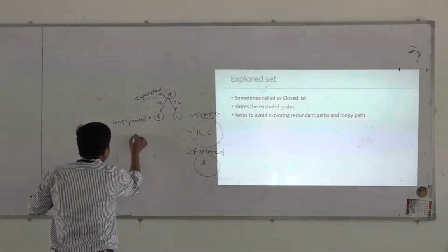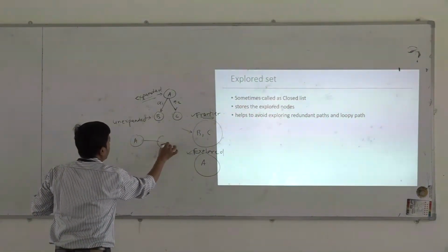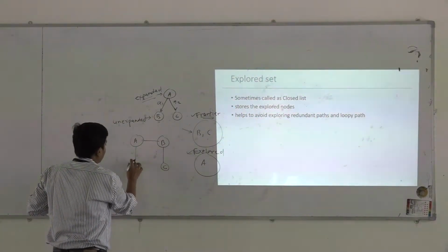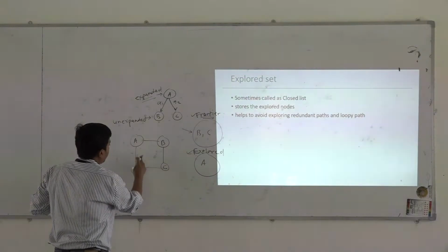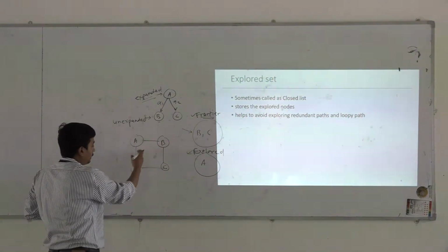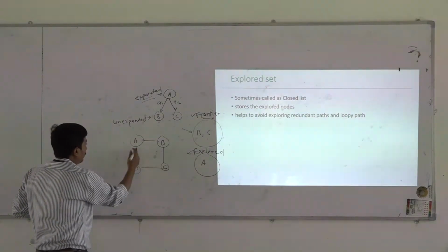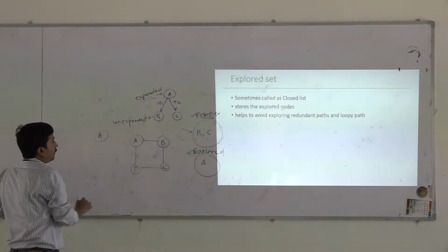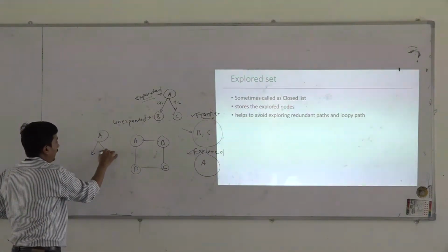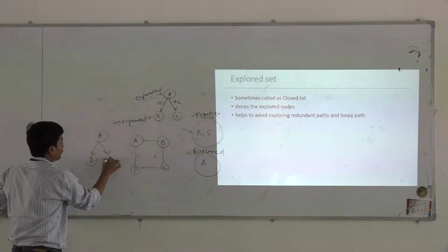So consider this example. Consider this is a city map. A is adjacent to B and D. They are connected via some path. Now, let us start with city A. Now we have B and D as its neighbors.